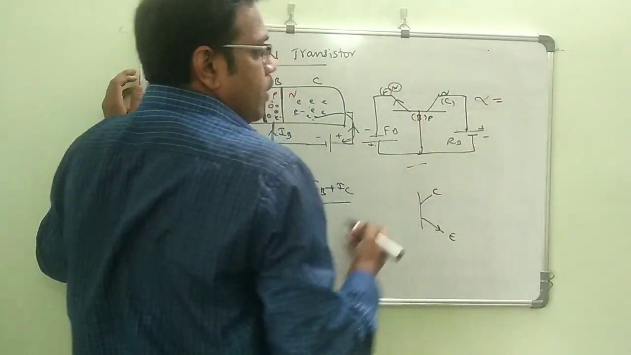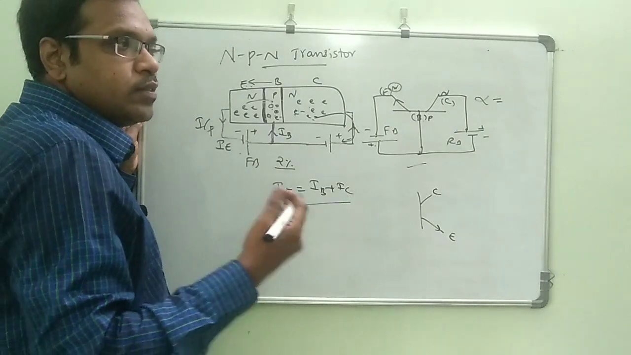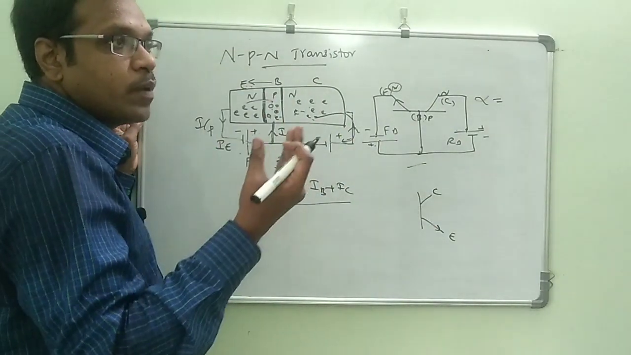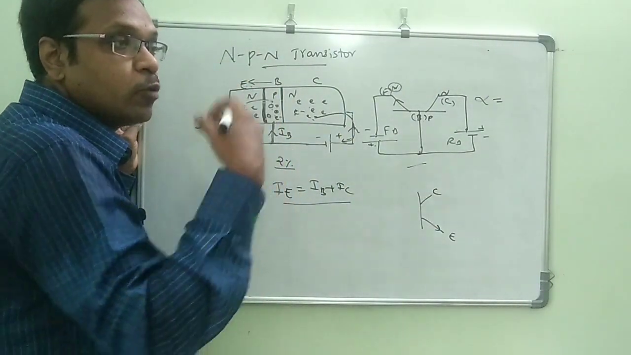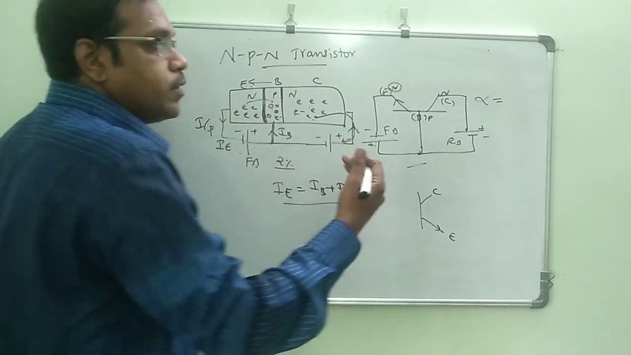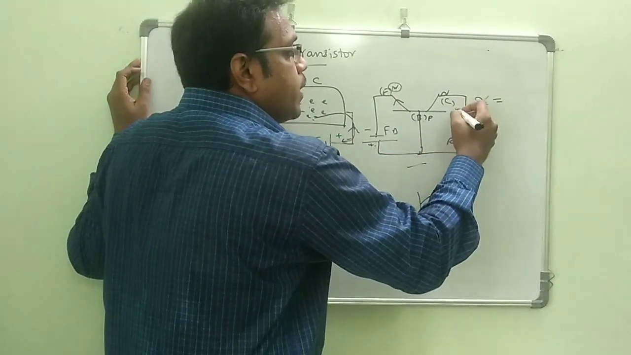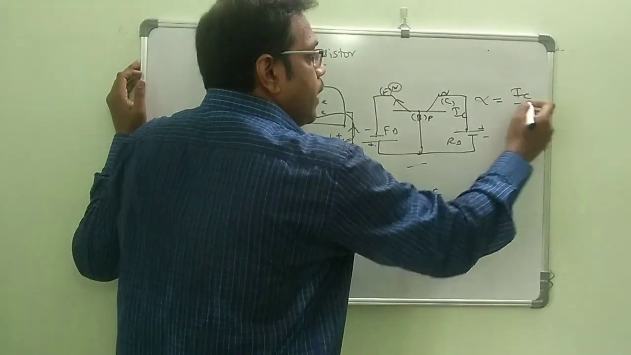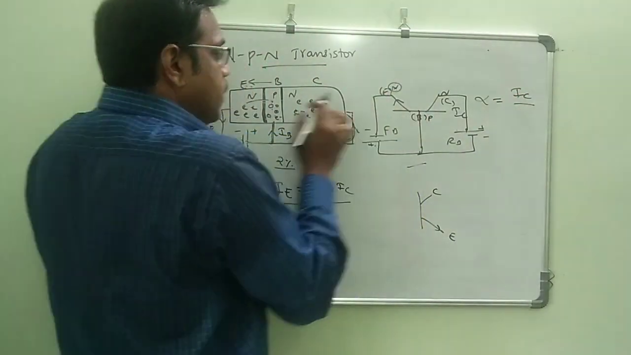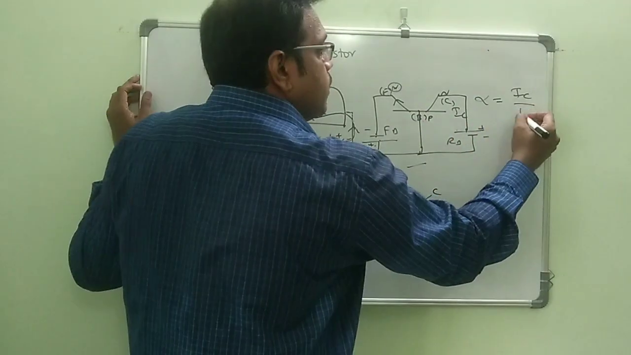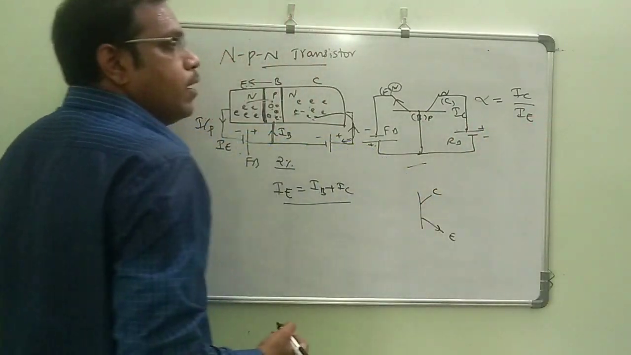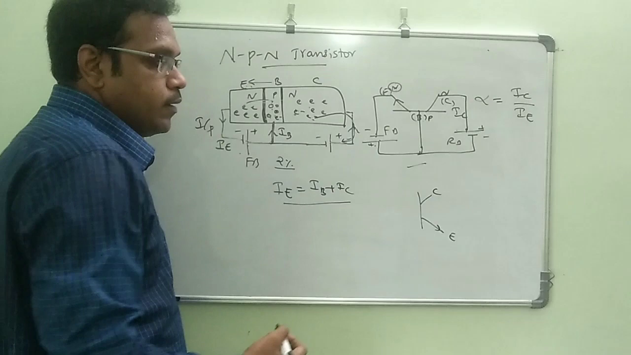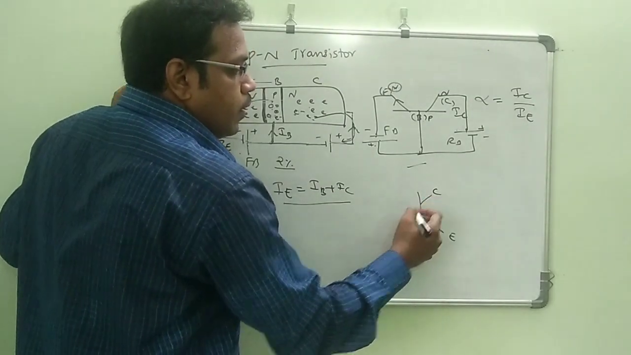If you take alpha, the current gain is always output by input, like the efficiency of a transformer, output power by input power. What is the current you will get here? The output current is IC, and the input, where you are giving input, is IE. So what is the current gain in this formula? Alpha is equal to IC by IE.